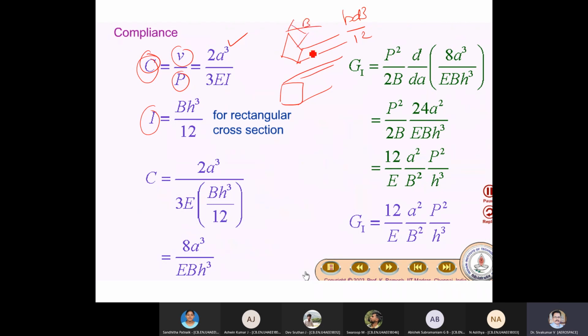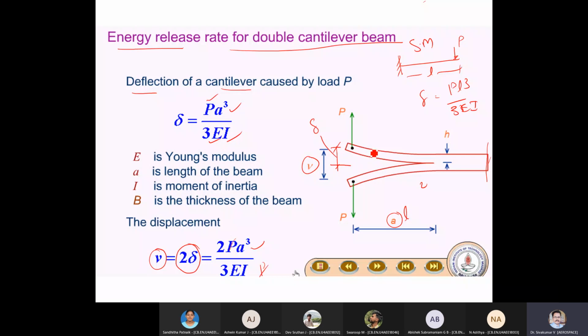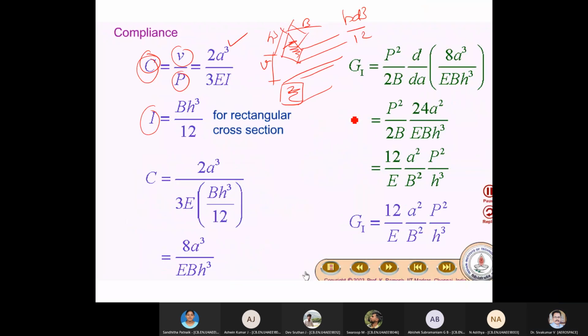This is a double cantilever. This is B. This is one cross section I'm just doing. So B, this is H. One leg height is H. H cube by 12. So you can put in the equation 2A. My C is 8A cube by EBH cube. So compliance approach, what is my G1? P square by 2B into dC by dA. Instead of C, I can put this value.